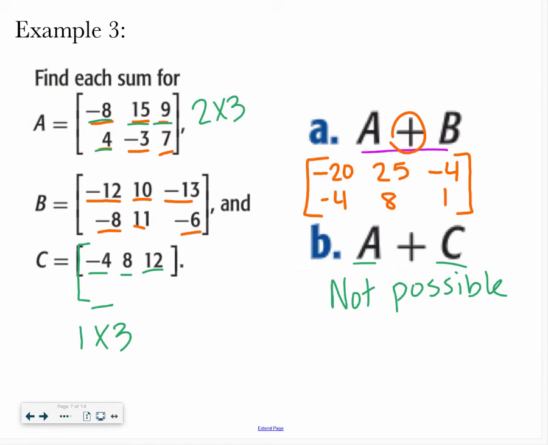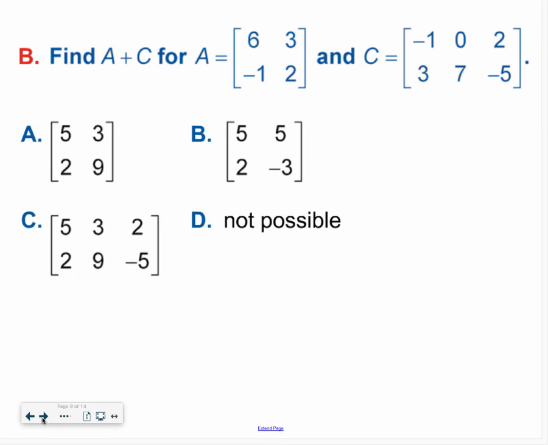Okay? Go ahead and try this one on your own, see how you do. Hopefully you determined that this very first one here is not possible because we have a 2 by 2 matrix and a 2 by 3 matrix. And since those are not the same dimensions, you cannot do it.